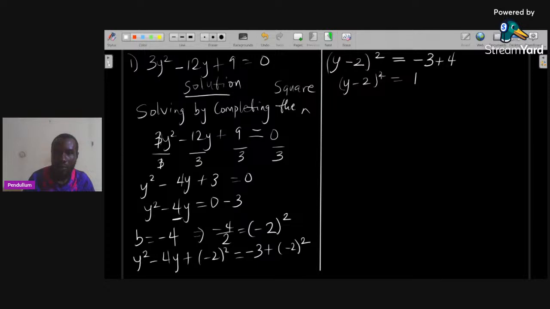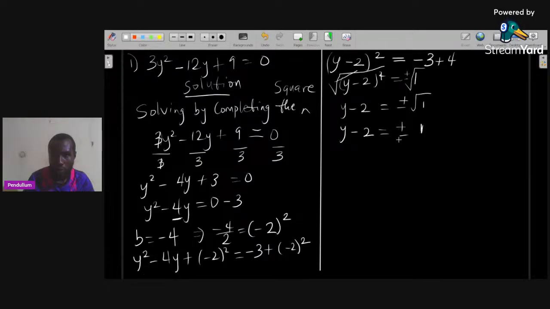Then I need to remove the square, this power 2 here, and I can remove it by taking the square root of both sides, in such a way that this square will cancel this one. So I'm left here with y minus 2 is equal to plus or minus the square root of 1. And of course, the square root of 1 is 1. So y minus 2 is equal to plus or minus 1. I hope I've not made a mistake here somewhere.